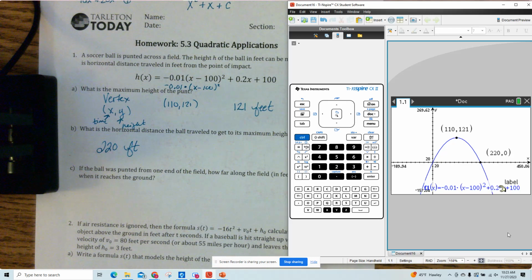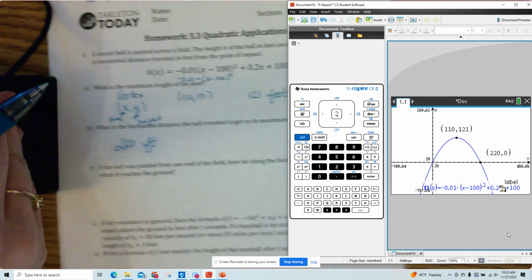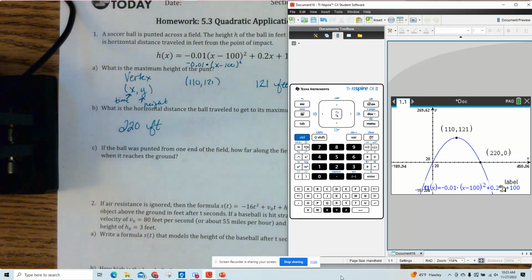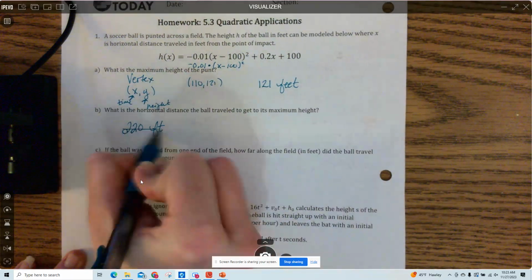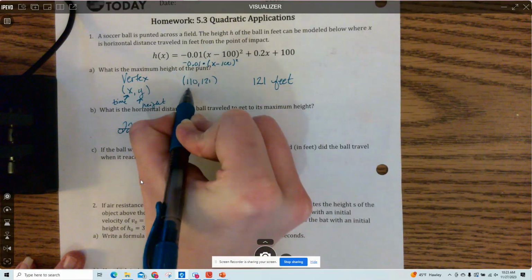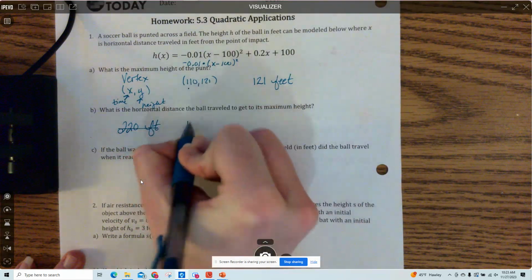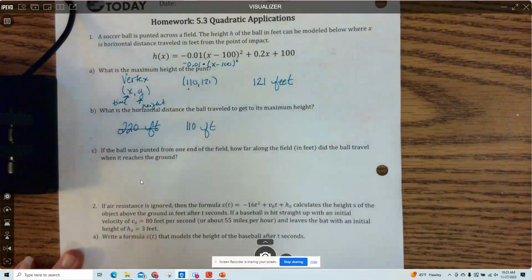right? Isn't it feet? Yeah, it's feet. Oh, actually. Wait, isn't it asking the maximum height? Oh, what is the horizontal? Oh, I see what it says. I didn't see the rest of it. What is the horizontal distance the ball traveled to get its maximum height? So that is this value, the x value here. So 110 feet.